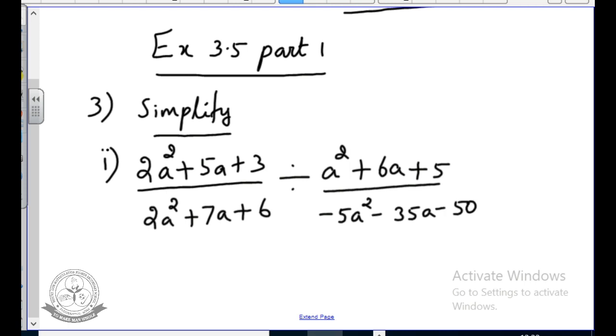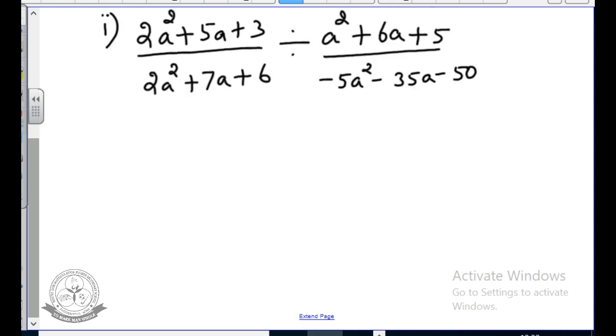minus 50. For this type of problem, you just go through again because they here having so many plus and minus, right? Okay. For this problem, you can take one by one. First, in the numerator, you should take the first term, 2a square plus 5a plus 3 is equal to, how can you find out the factors of this one?